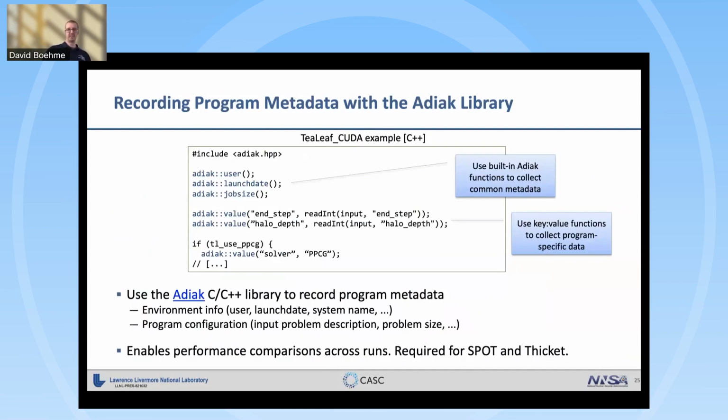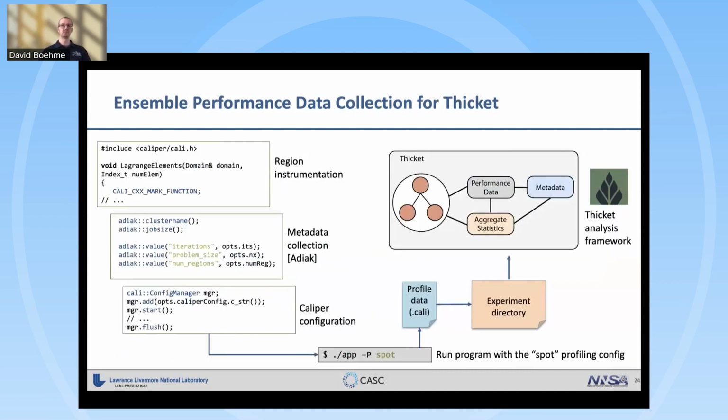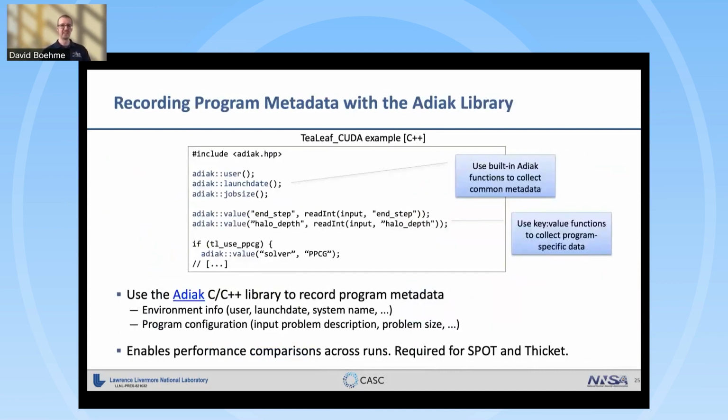Okay, so just let me tell you a little bit more about this ADIAC library. Again, that's a library for C and C++ that's specifically designed to collect this kind of run information. There are two kinds of functions in ADIAC. There's built-in functionality to collect a common kind of metadata, like say the username, job launch date, MPI job size, and so on. And there's a key value format that lets you record program-specific information for a specific run.